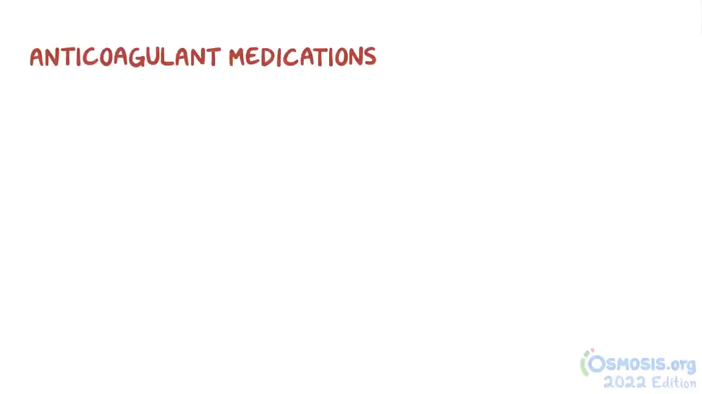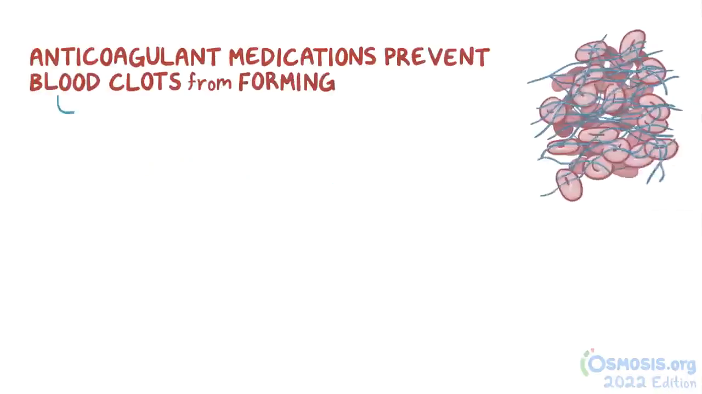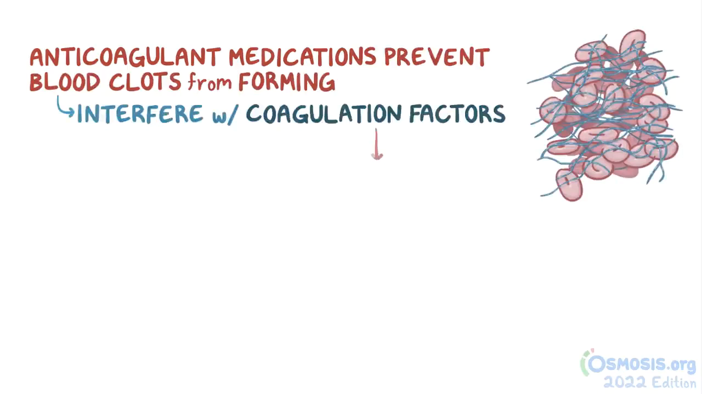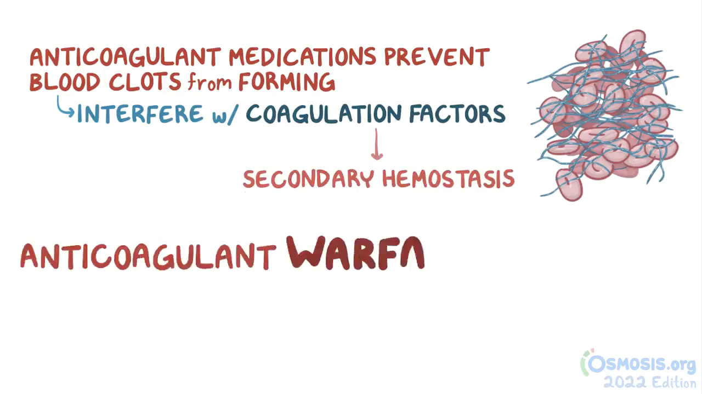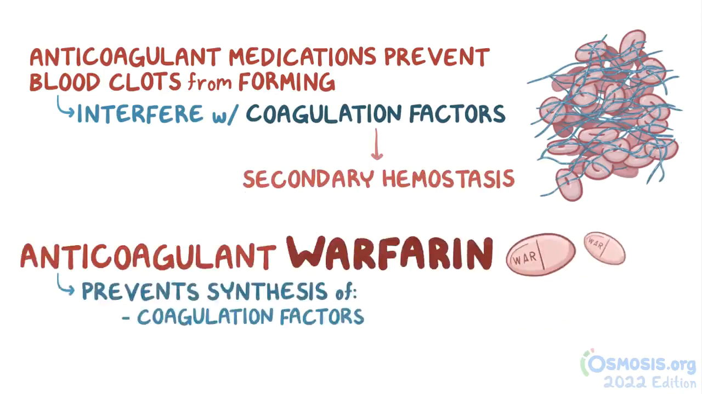Anticoagulant medications are used to prevent blood clots from forming. These medications work by interfering with the normal function of plasma proteins called coagulation factors, which take part in secondary hemostasis. But let's focus specifically on the anticoagulant warfarin, which works by preventing the synthesis of coagulation factors 2, 7, 9, and 10, and anticoagulation proteins C and S.